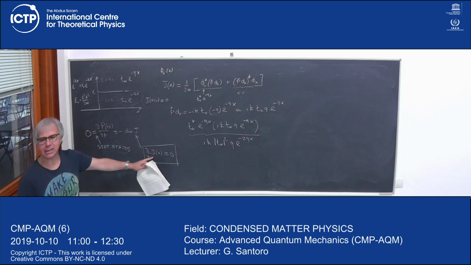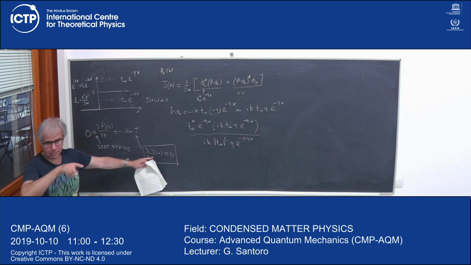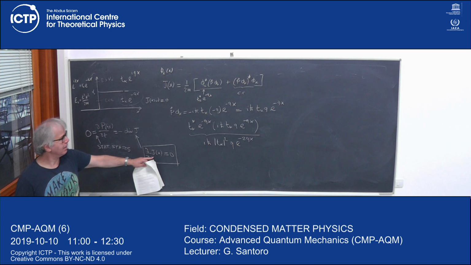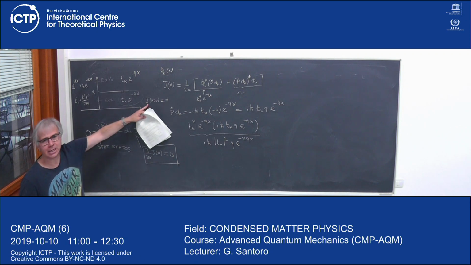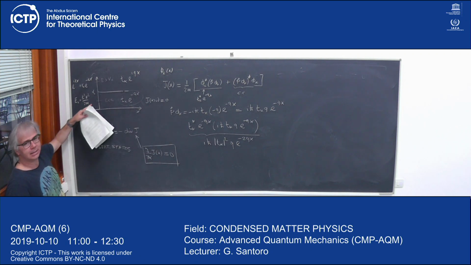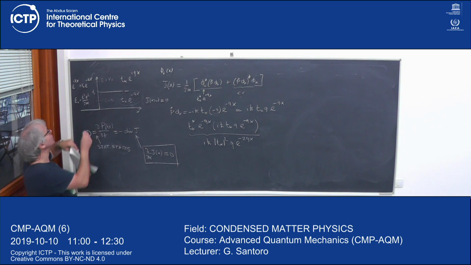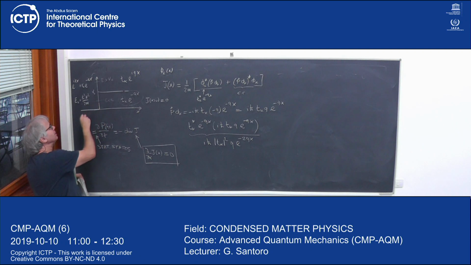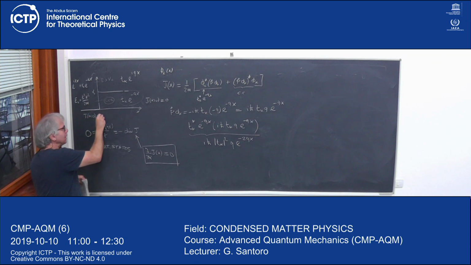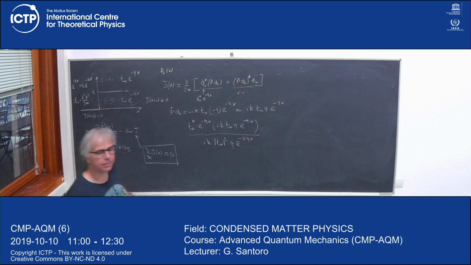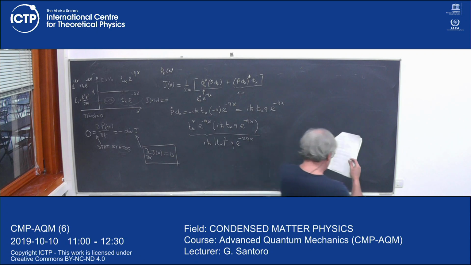What means that j must be a constant. But it is 0 here. So what should be the current here? 0. So the current on the left-hand side, in this case E less than V0, should also be 0. Shall we calculate it? Let's see if it is 0.